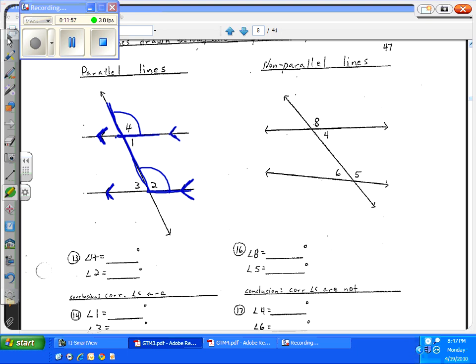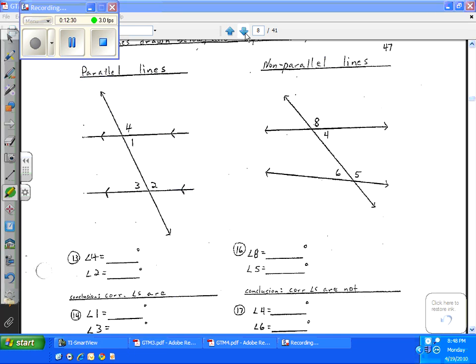Those are corresponding angles. And so we're going to reach the conclusion here that if the lines are parallel, then the corresponding angles are equal. And if they're not parallel, then corresponding angles are not equal. And we'll do similar things with the other angles, alternate interior angles, same side interior angles. We're not going to conclude that same side interior angles are equal, though there'll be another conclusion.